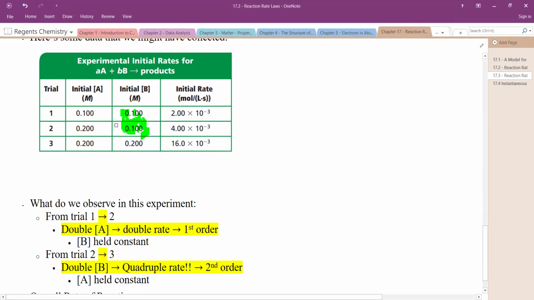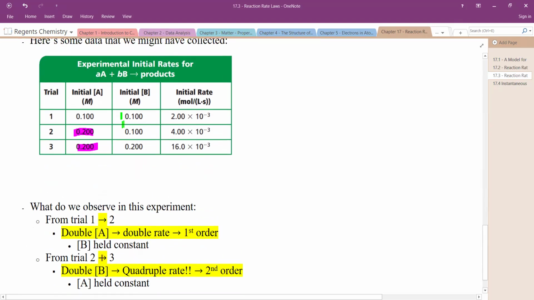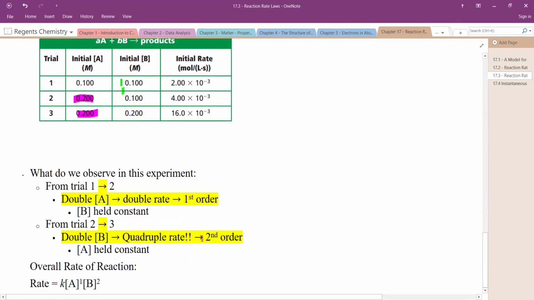Now next, I'm going to erase some of this highlighting because next I want to look at the next movement. So let's look at what happened when I went from trial 2 to trial 3. Well, I start at 0.2 and I end at 0.2 concentration of A. So this time A is actually being held constant, and I double my concentration of B. I go from 0.1 to 0.2. Well, the rate goes from 4 to 16 times 10 to the negative 3. So I quadrupled the rate. If I double my concentration and I quadruple the rate, that is said to be a second order reaction.